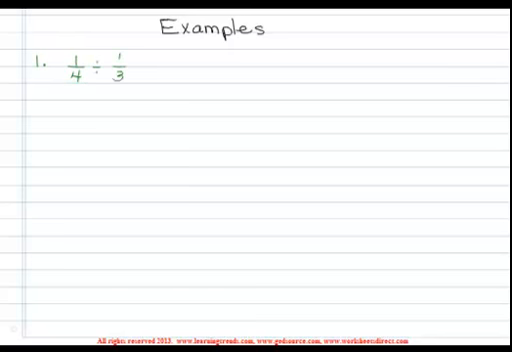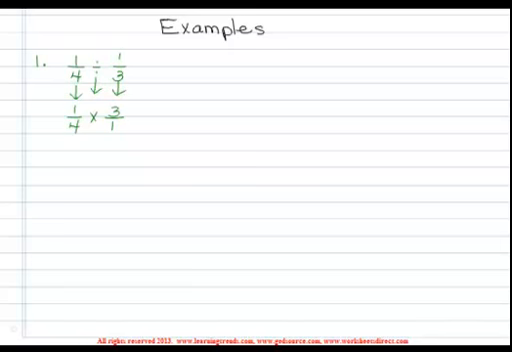And we're just going to follow the steps, and step 1 says that we should keep the first fraction, which is 1/4. Step 2 says change the division sign to a multiplication sign. And step 3 says that we should take the 1/3 and we should invert it or flip it. So 1/3, if we invert it, becomes 3/1.